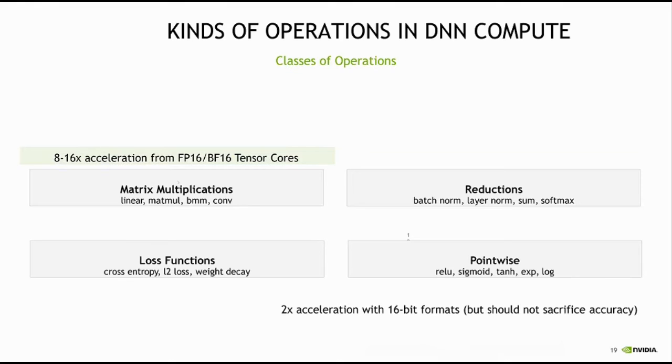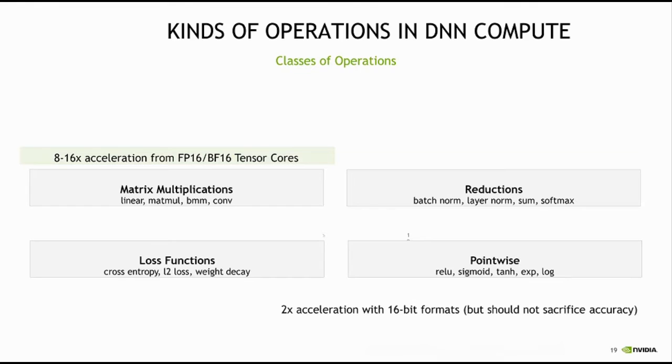Now, apart from these matmuls, you also have a lot of other operations. You have reduction operations like batch norm, layer norm, sum, softmax. Then you have loss functions: cross entropy, L1 loss, L2 loss, weight decay, and so on and so forth. And then you have pointwise functions; like I said previously, all the activation functions are basically pointwise functions.